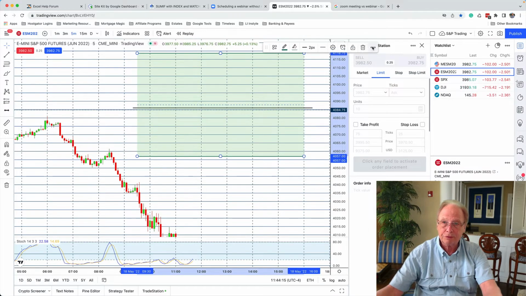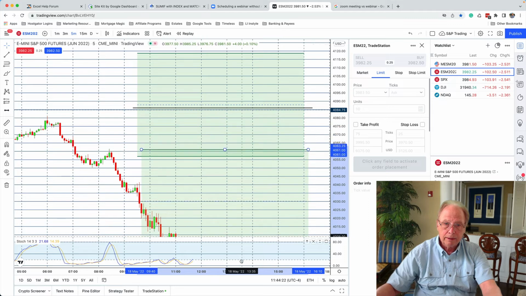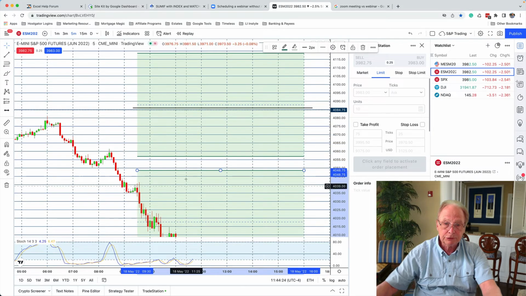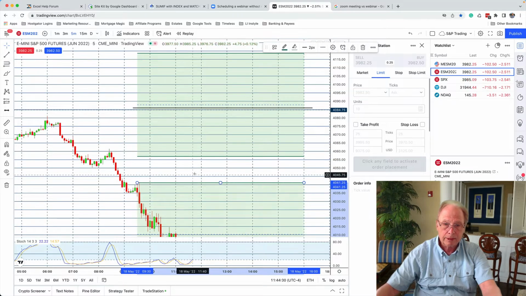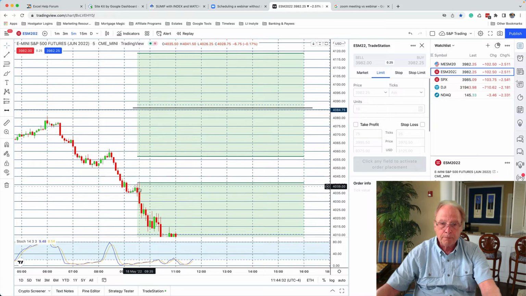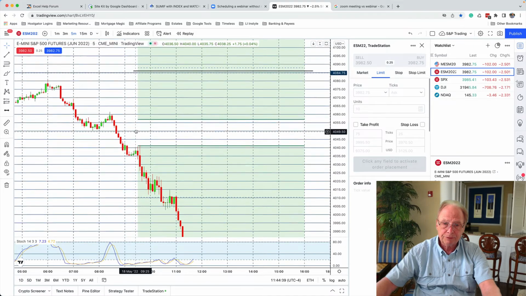I'm going to clone this, and I'm going to bring the clone down to where the market put in the intraday high, which in this case was at the open. Okay, so that's where the market put in the intraday high, and so I moved it down. Okay, so now it's a little further into the day.